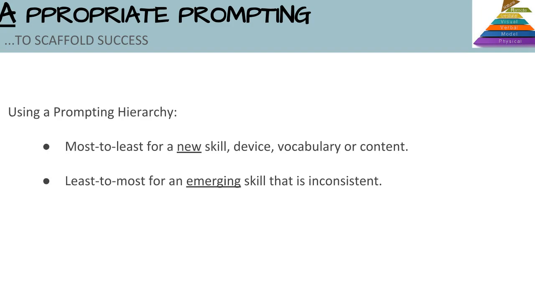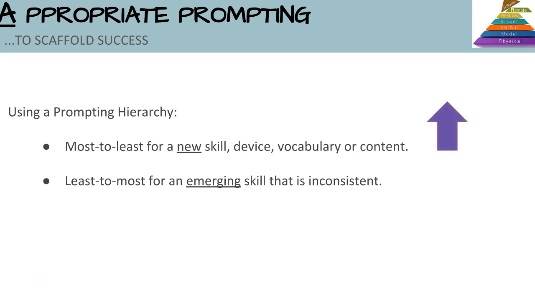So a prompt hierarchy, like I said, moves from most to least, particularly for new skills. With new skills, the child does not have experience learning about it yet. So we want to make sure that we're helping them by giving them the most amount of prompting to learn that skill, and then we're going to reduce it as they show progress. Whereas an emerging skill that maybe is a little bit inconsistent, but the teaching has already happened, we're going to still move across that hierarchy, but making sure that we're moving from least to most, right? We don't want to go to the most level if they've already learned it.